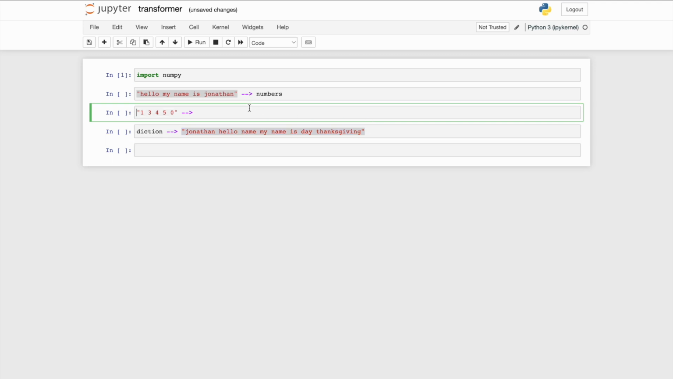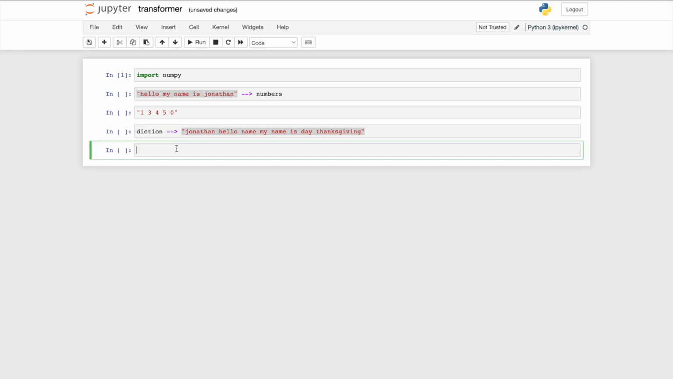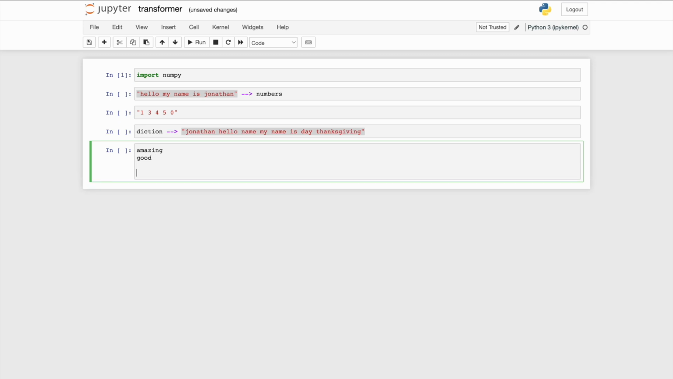So keep that in mind. The next thing we're going to do is to give the words some sort of meaning. As an example, let's say you were doing a project and your teacher came up to you and said, you did an amazing job on this project. But let's say there was another teacher and that teacher said, you did a good job on a particular project.